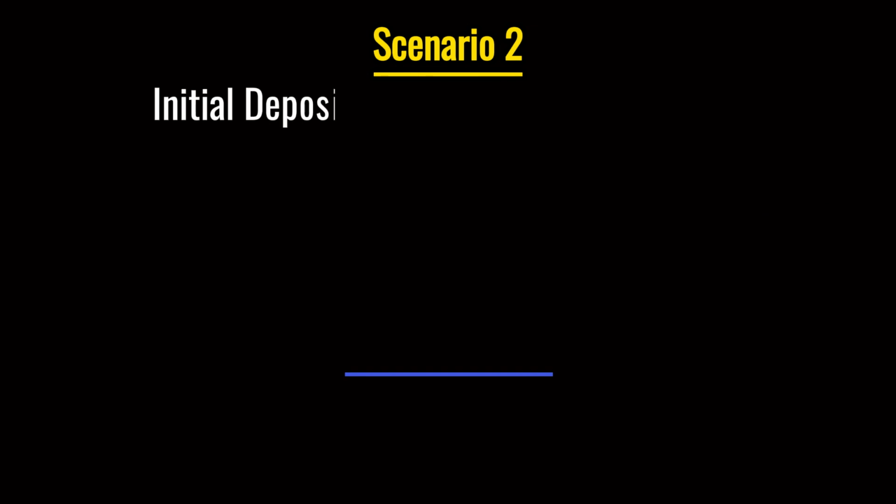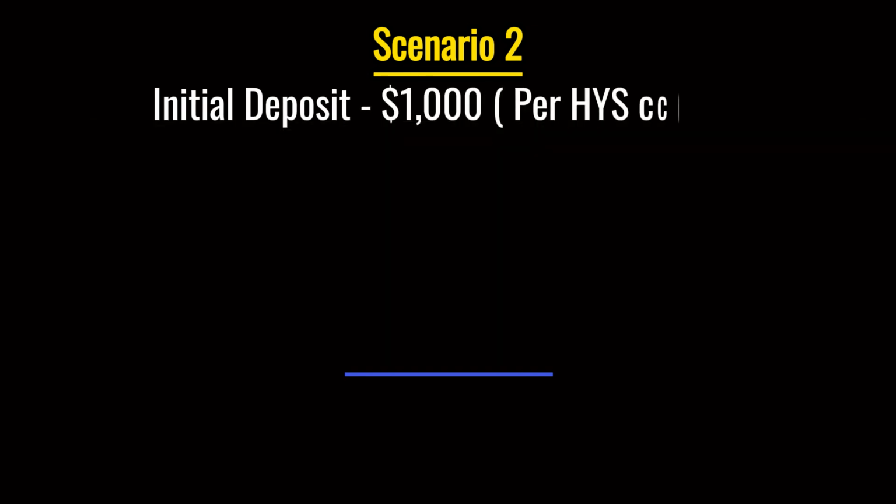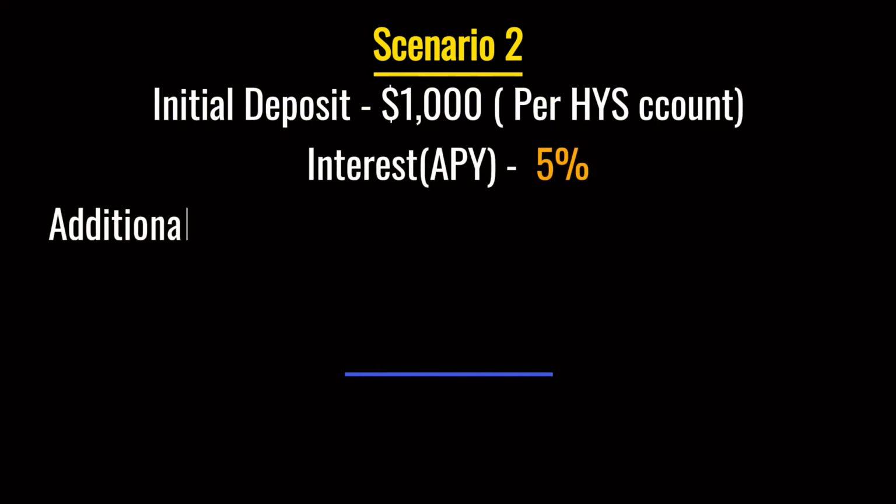$3,828.84. In the second scenario, let's assume you start with an initial contribution of $1,000 in each of the three high-yield savings accounts, and then add an additional $1,000 to each account at the end or start of every year.